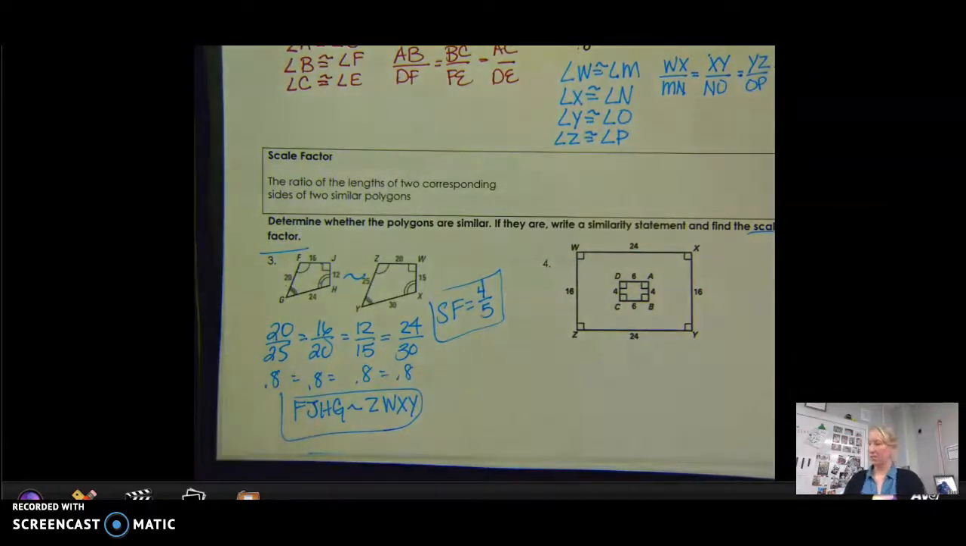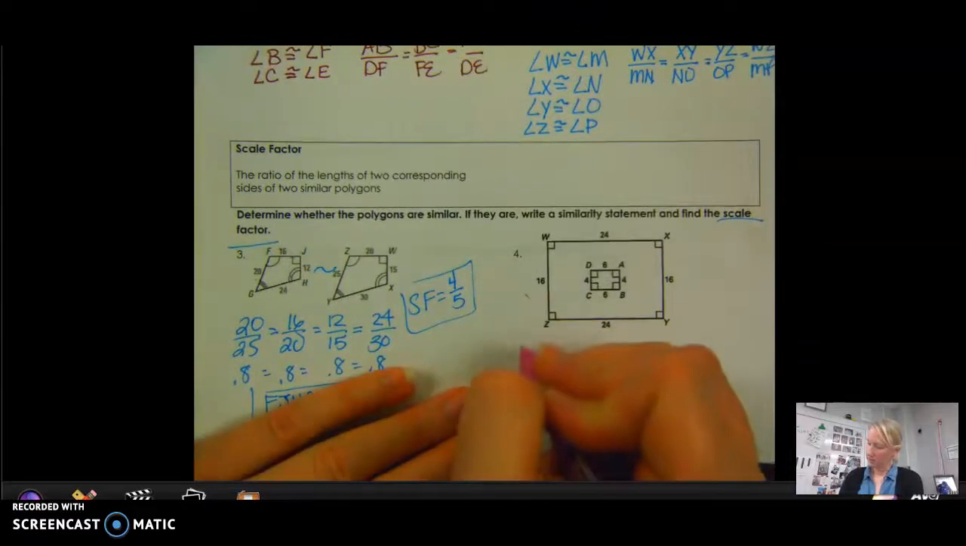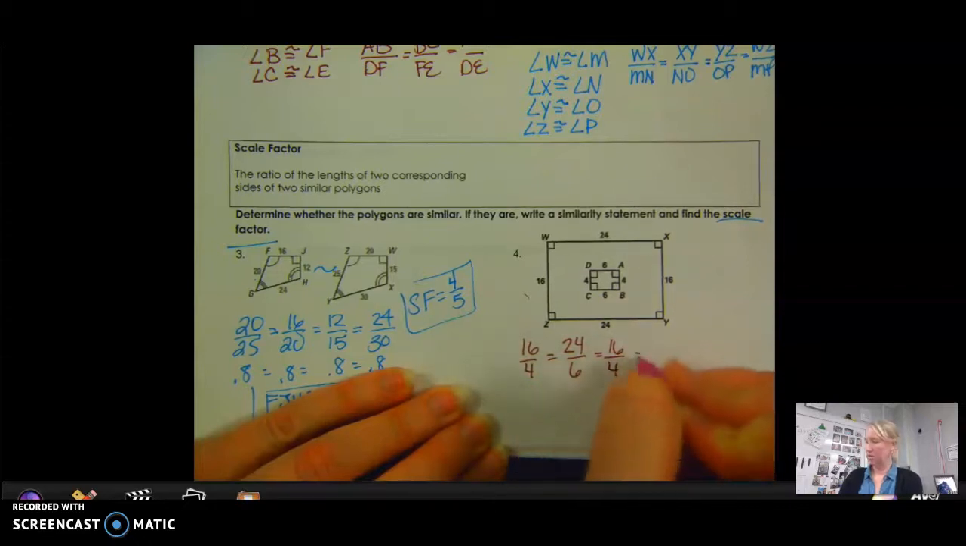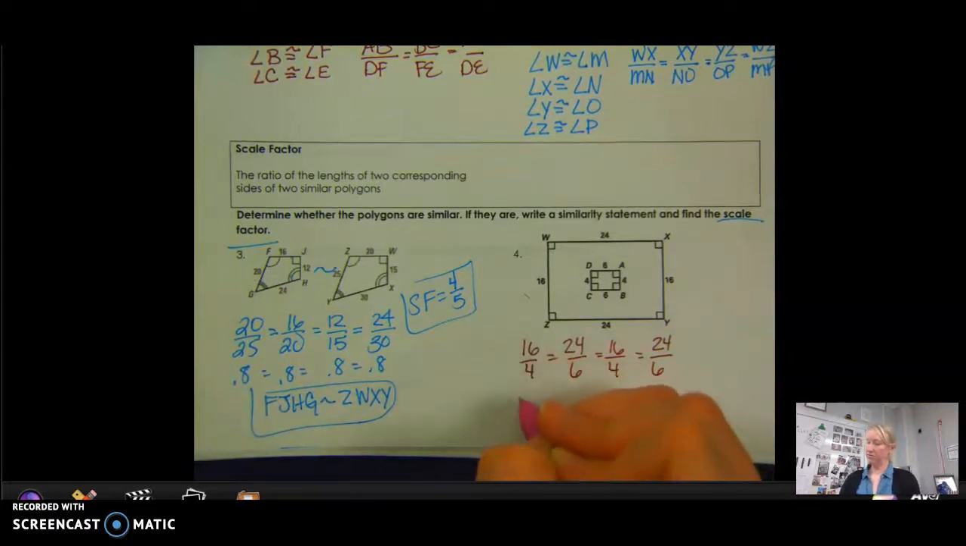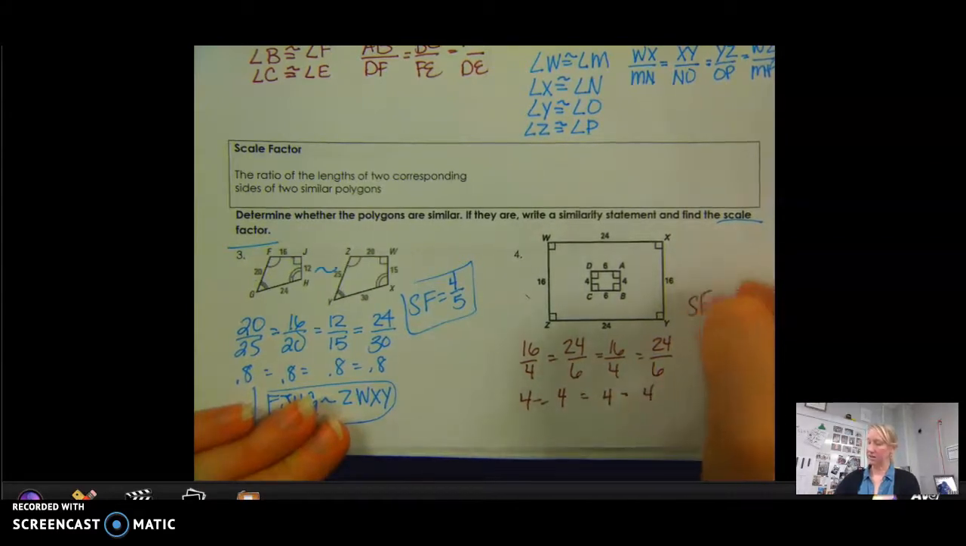All right, next one. Angles are congruent, so that's good. Now I'm going to do 16 over 4, should equal 24 over 6. 16 divided by 4 is 4. 24 divided by 6 is 4 also. So those are all equal. So scale factor is 4.